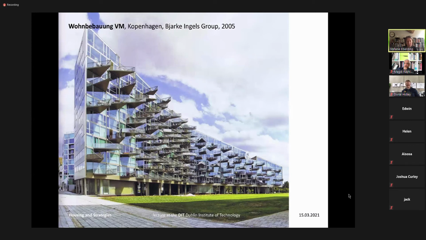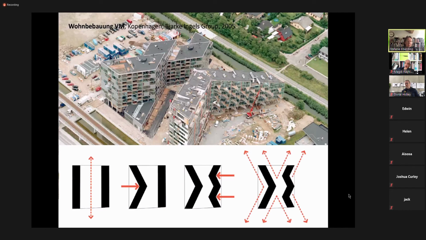And now we are coming to the apartment complex of the VM apartments from the big architects Bjarke Ingels Group in Copenhagen, which is famous for the triangular balconies. And the really interesting strategy, like in urban planning, was that they didn't want to just organize the apartment complexes in a simple row. They wanted to define the space in between.